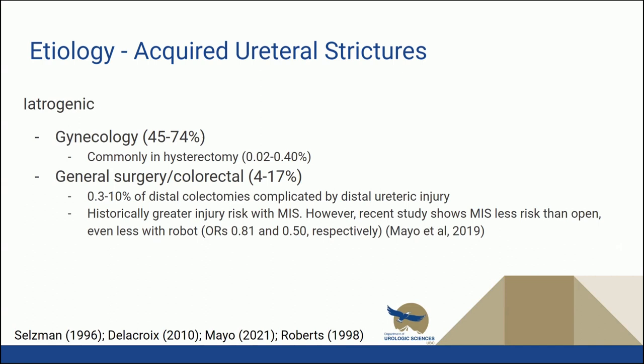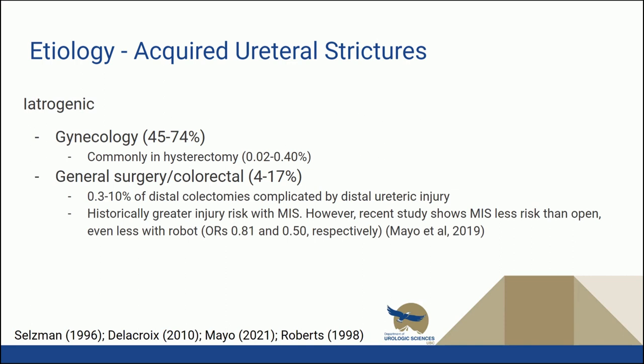Iatrogenic causes make up about 35% of all acquired ureteral stricture disease. As you can see, anywhere from half to three quarters of iatrogenic ureteral injuries take place during gynecology surgery. Most commonly, these occur during abdominal hysterectomies, during which the vascular pedicle for the uterus is controlled. That's kind of where the injuries occur, as the ureter crosses over the uterine arteries. And so various reports state about 0.2 to 0.4% of all hysterectomies are complicated by some degree of ureteral injury.